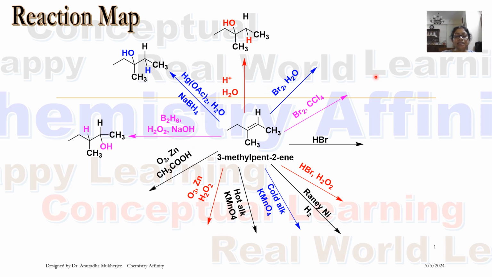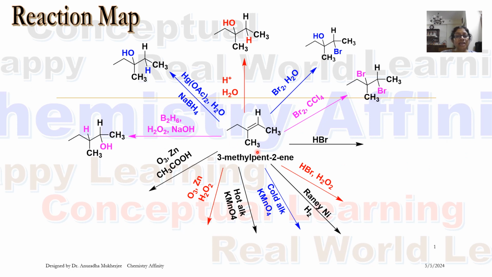When alkene is treated with bromine water, a cyclic bromonium ion forms. Here Br attacks as an electrophile and the water molecule attacks as a nucleophile. So it is a halohydration. Br attacks the less substituted carbon and OH attacks the more substituted carbon.